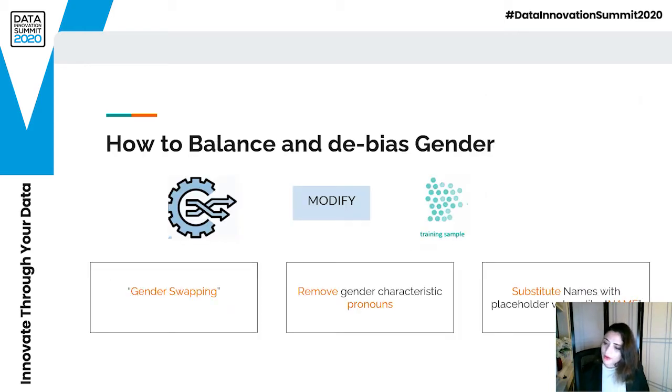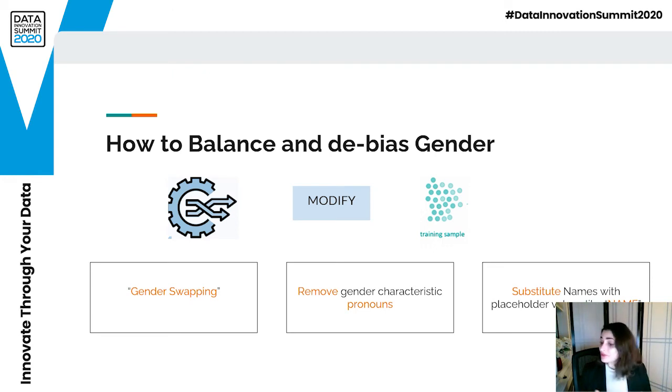So how can we go about balancing and debiasing gender in your data? What I mean by that is I propose three specific approaches or steps. Number one, what we call gender swapping. This is very pertinent to replacing gender-leading words that can point specifically to a gender. Number two, remove gender-characteristic pronouns that can again be a leading indicator of a gender.